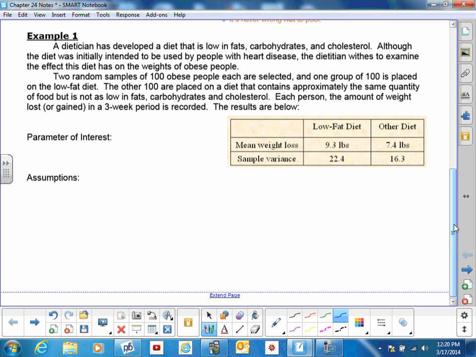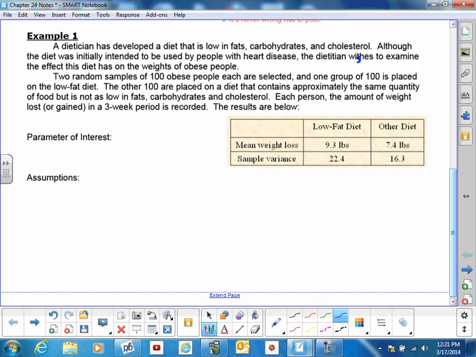A dietitian has developed a diet that is low in fats, carbohydrates, and cholesterol. Although the diet was initially intended to be used by people with heart disease, the dietitian wishes to examine the effect this diet has on the weights of obese people. Two random samples of 100 obese people each are selected. One group of 100 is placed on the low-fat diet, and the other group of 100 is on a diet that contains approximately the same quantity of food, but is not as low in fats, carbohydrates, and cholesterol.